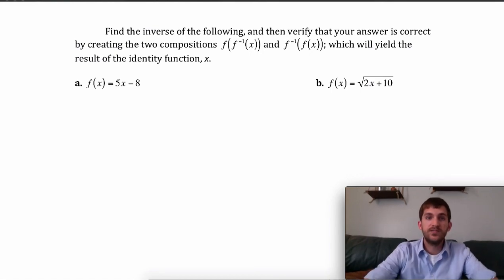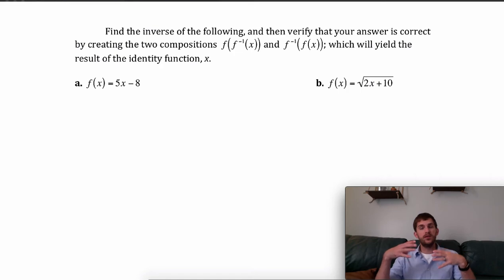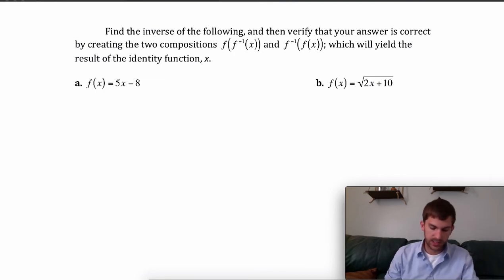Last little bit here. It says find the inverse of the following and then verify the answer is correct by creating two compositions. So you do f of f inverse of x, so you're plugging the inverse into function f, and f inverse of f of x, so you're plugging in f of x into the inverse, which should give you the exact same output of x. So let's start with this.